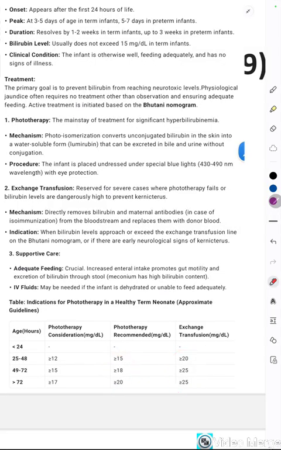In case of preterm infants, the phototherapy cutoff is 1% of the body weight in grams, while the exchange transfusion cutoff is phototherapy cutoff plus 5.